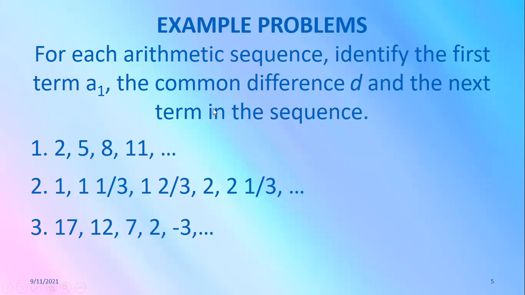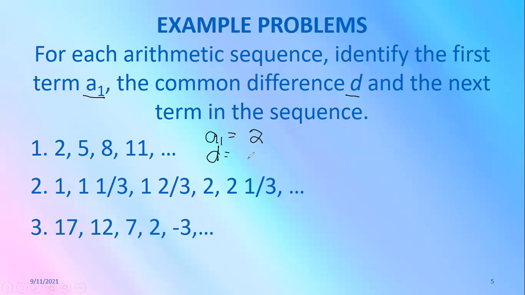Okay, so for each arithmetic sequence, we're asked to identify the first term, yung a sub 1 natin, the common difference D, and the next term in the sequence. Okay, so dito, what is our first term for number 1? So our sequence is 2, 5, 8, 11. So our first term here is 2. How about D?